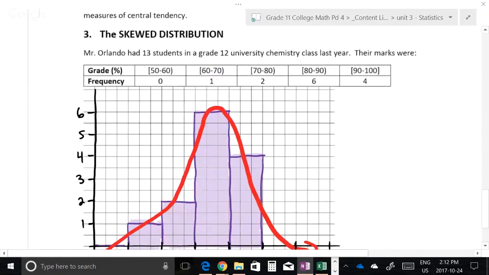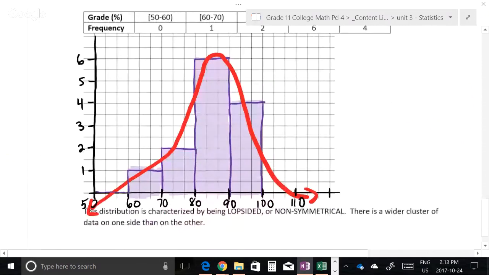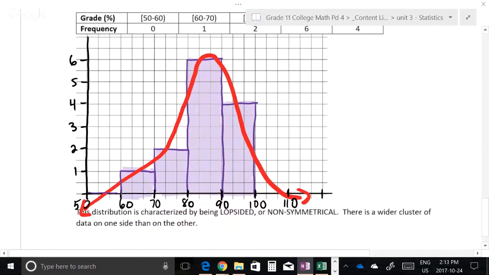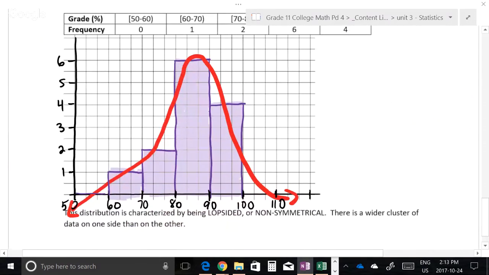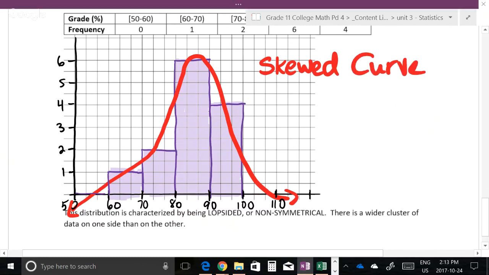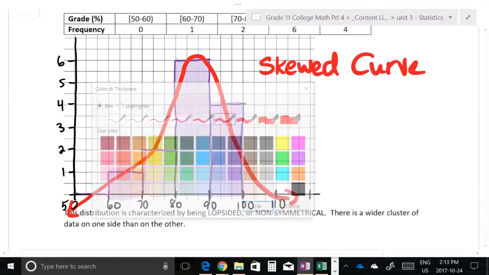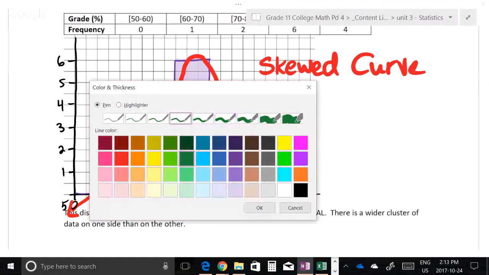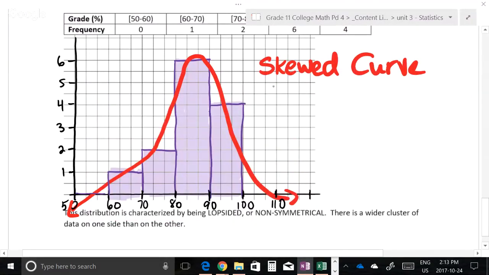What do you notice about this? Is it even? No, it's totally shifted to the right. This is a skewed distribution. So this is a skewed curve. And if we're describing not the curve but the data, we would say that it's a skewed distribution.